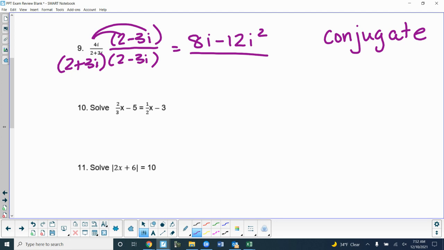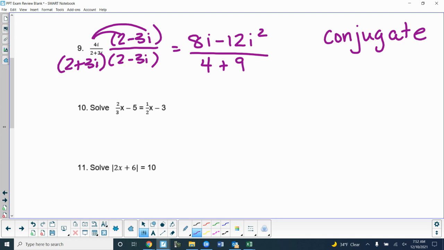Here I'm foiling, but what's always going to happen with the outside and the inside when we do this? They're going to cancel. So all you really have to do when you have conjugates is square the first term, which is 4, and square the last term, which is just 9. You don't have to worry about the i's. They're going to go away. And it's addition. Always addition when you do conjugates. Square the first term and the last term and add them.